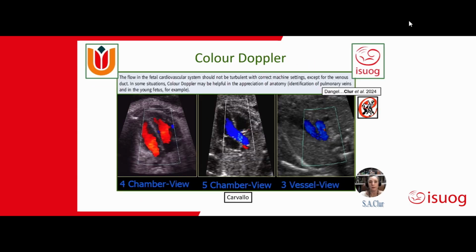The use of color Doppler is an important addition to 2D echocardiography. When the machine is set correctly, you should only have turbulence in a normal heart across the venous duct. On the 4-chamber view, we should see laminar flow across both AV valves, filling with a jet that is comparable between the two sides. We should see laminar flow across the outflow tracts. We should see the outflow tracts crossing. And when we look at the 3-vessel and trachea view, we should see flow in the ductal arch and the aortic arch in the same direction.